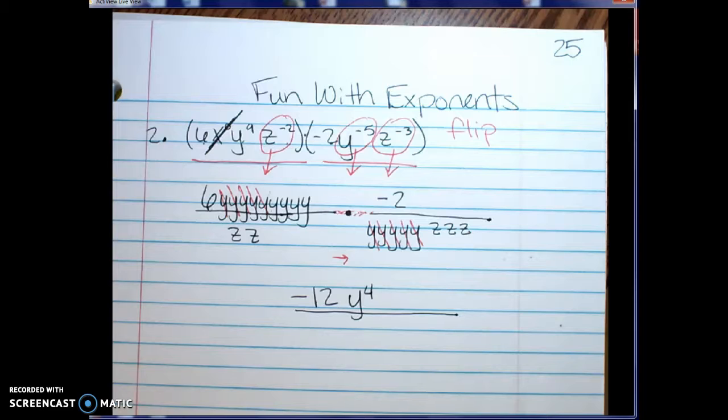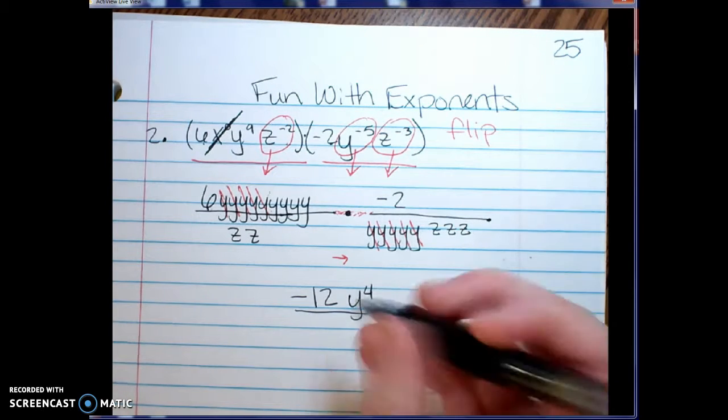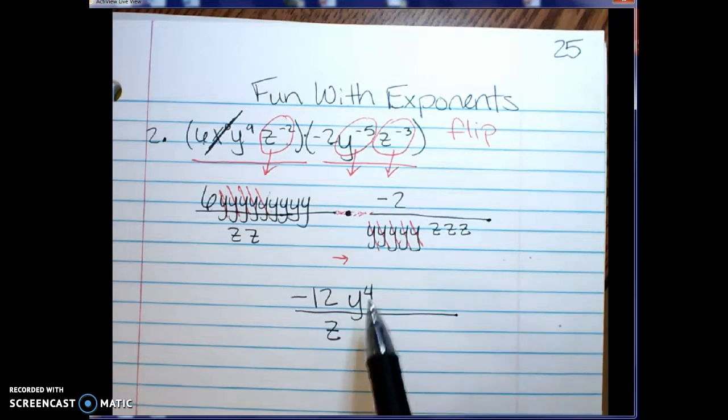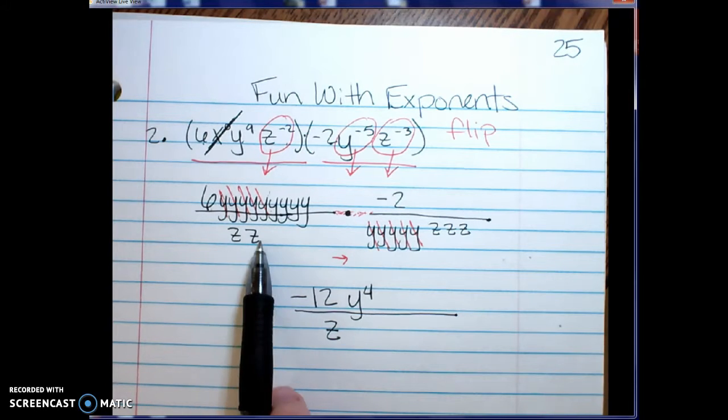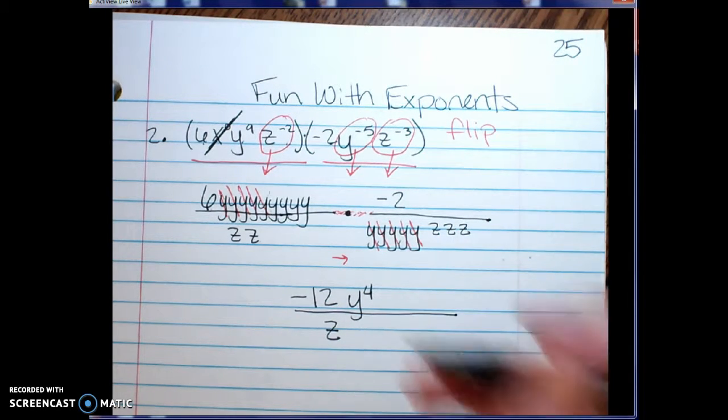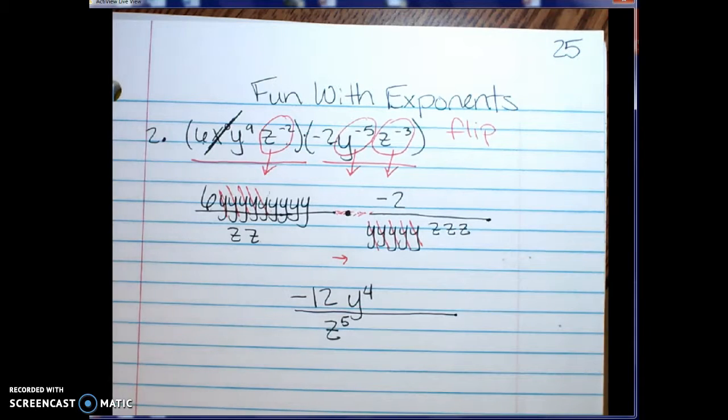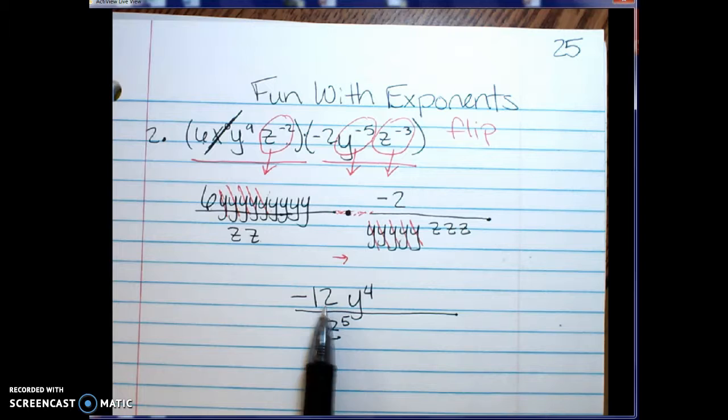In the denominator, I have a z, so I'm going to write my z, and then I'm going to count how many are there in the denominator all the way across. 1, 2, 3, 4, 5. So this is z to the 5th power. Since we only have that whole number up top, that negative 12, there's no whole number underneath. We can't divide anything, we can't reduce, so this would be our final answer. Negative 12 y to the 4th over z to the 5th.